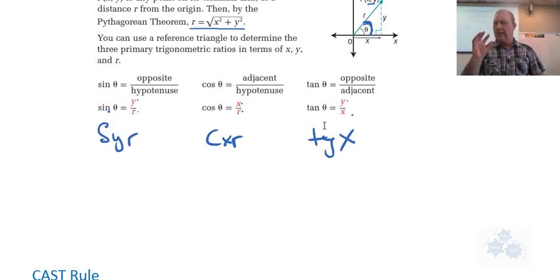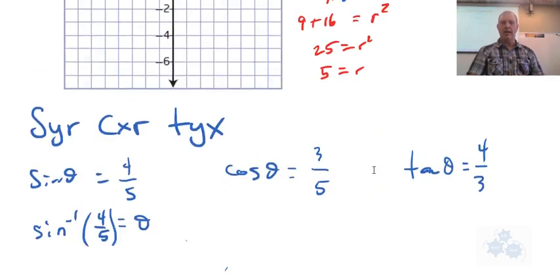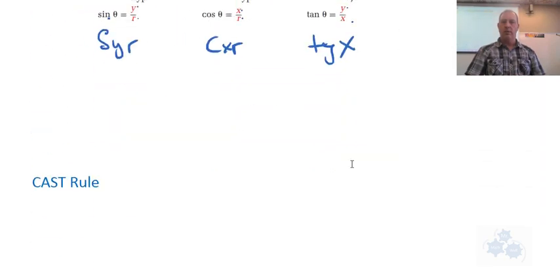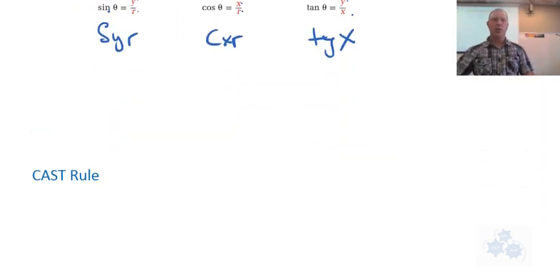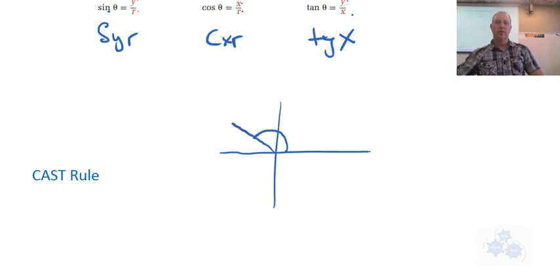Now, here's the thing, guys. What's important with this is reference angles. Notice this, and I kind of alluded to this before, but I will show you this again. We're going to talk about something called the CAST rule, and the CAST rule is going to be important in helping us identify the exact angle that's represented, because watch this. If I have an angle like this, okay, and here's the point, watch this.